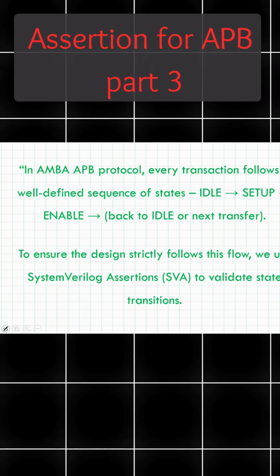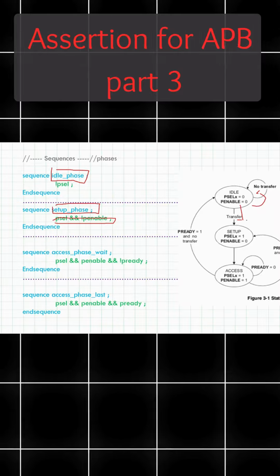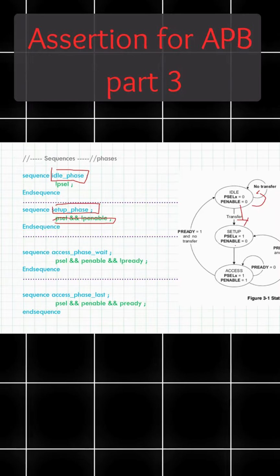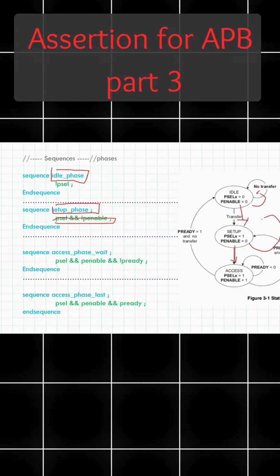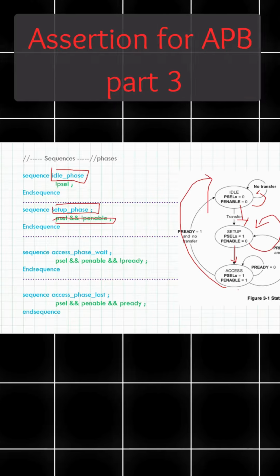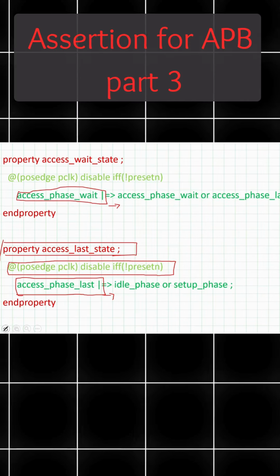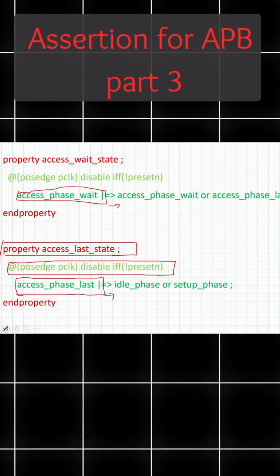The similar thing we write in our FSM. First idle condition we will check, either we will go to idle or it will go to our setup phase. Setup phase we will say either it will go to access wait or it will go to our setup phase. Similar to access, either it will go to idle or it will remain in access phase. So this condition we will check with the help of this behavior. We will check with the help of assertions.